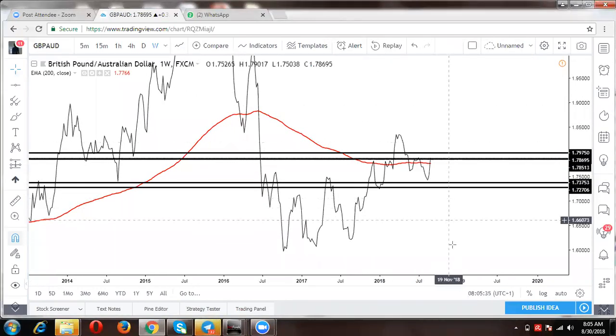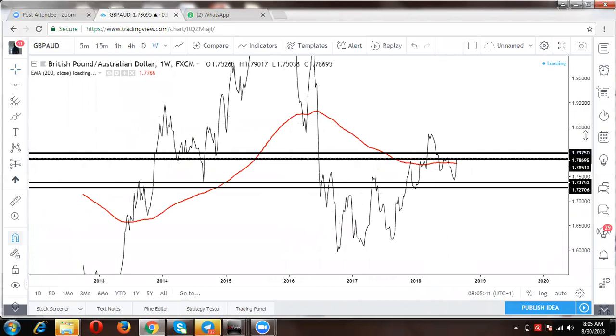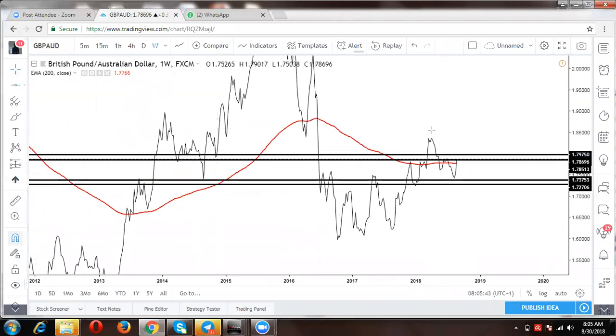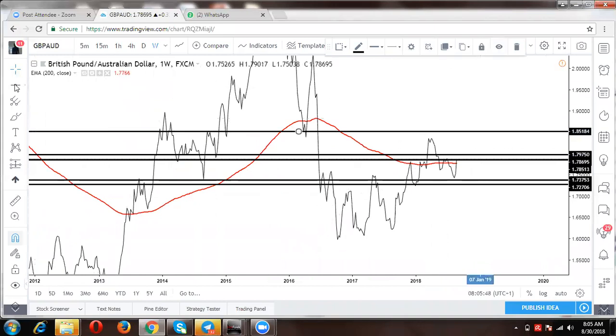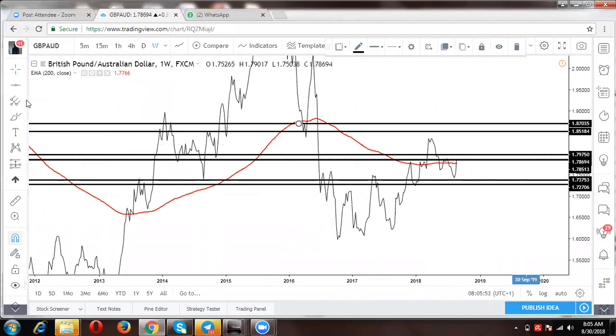Then I'm going to mark up now. I'll mark up the next level just in case price decides to still go back up, so we can look at the next target should price break above this level. So I'm going to mark this up here. I have another zone here. Okay, so I'll mark up my zone.